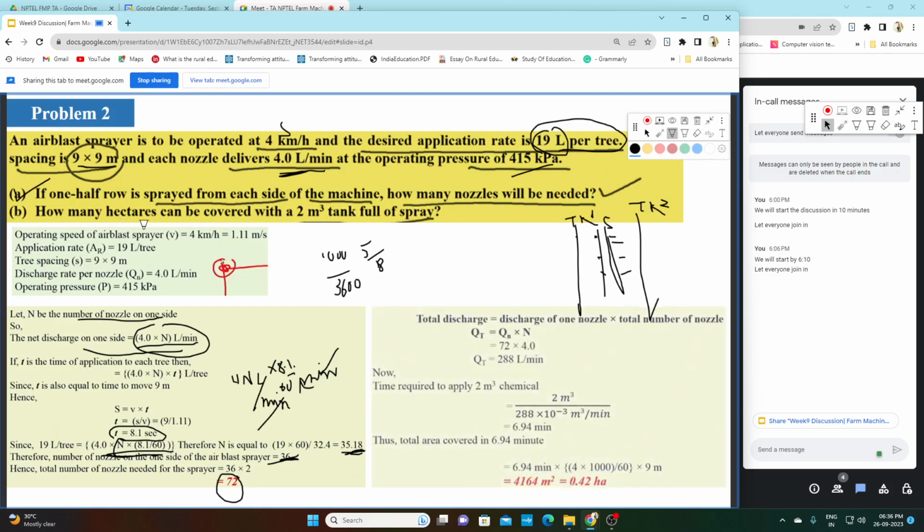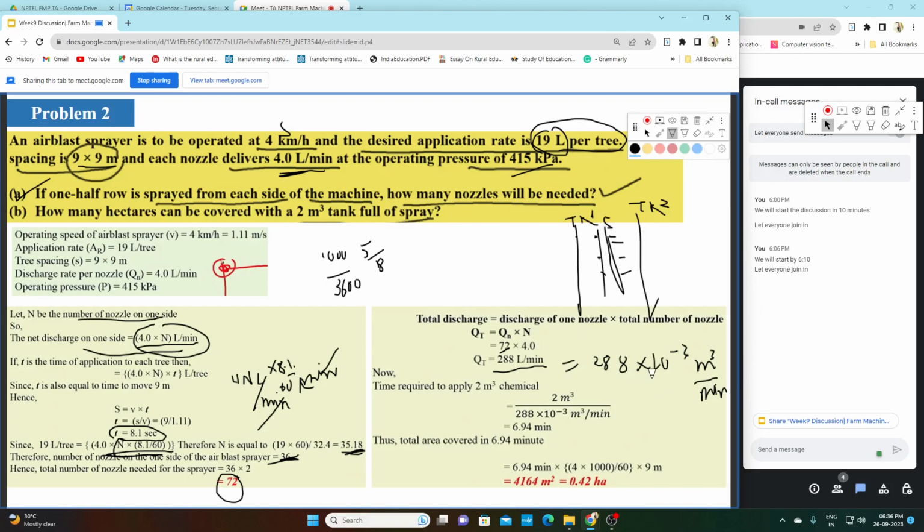Now the question has been asked, how many hectares can be covered with a 2 meter cube tank of full spray? Now we have 72 nozzles that we have just calculated, and our discharge rate per nozzle is 4 liter per minute. So our total discharge will be 72 into 4, that is 288 liter per minute. Now we can convert liter to meter cube. 1 liter equals 10 raised to the power minus 3 meter cube. So 288 into 10 raised to the power minus 3 meter cube per minute is your discharge.